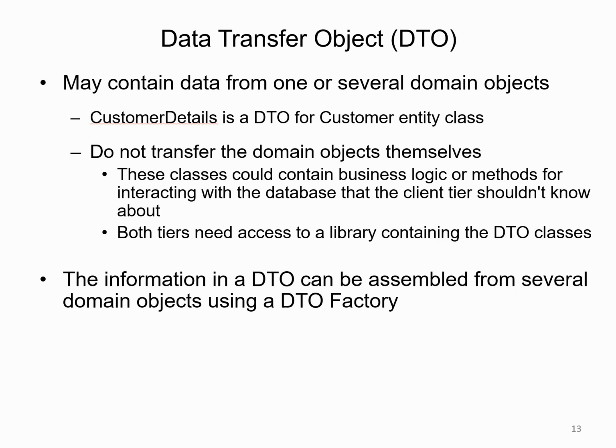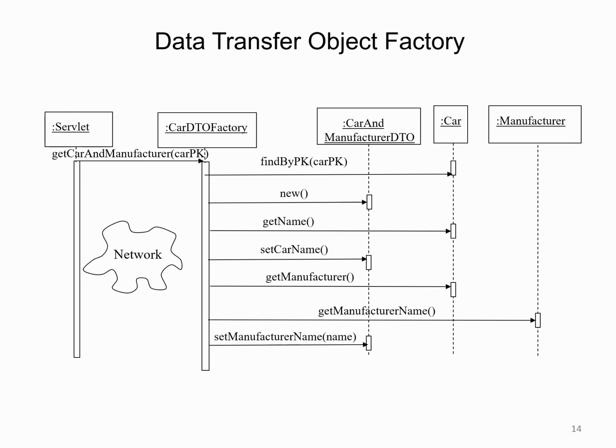A DTO might actually contain data from one or more domain objects. For example, if we've got a customer entity class, we might very well have a customer details DTO. On the other hand, let's look at this diagram, a sequence diagram. We can see that there's a servlet that wants to get car and manufacturer information.